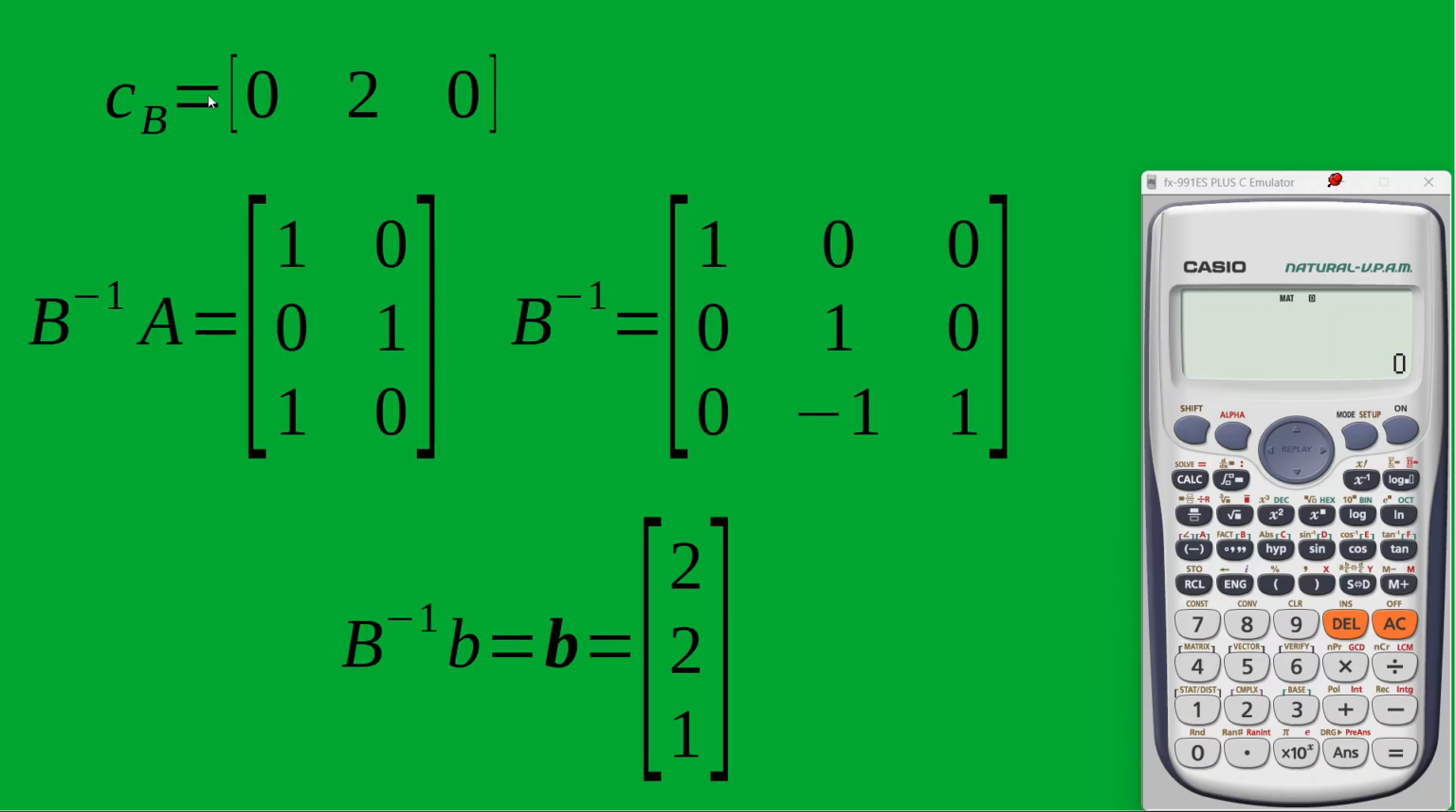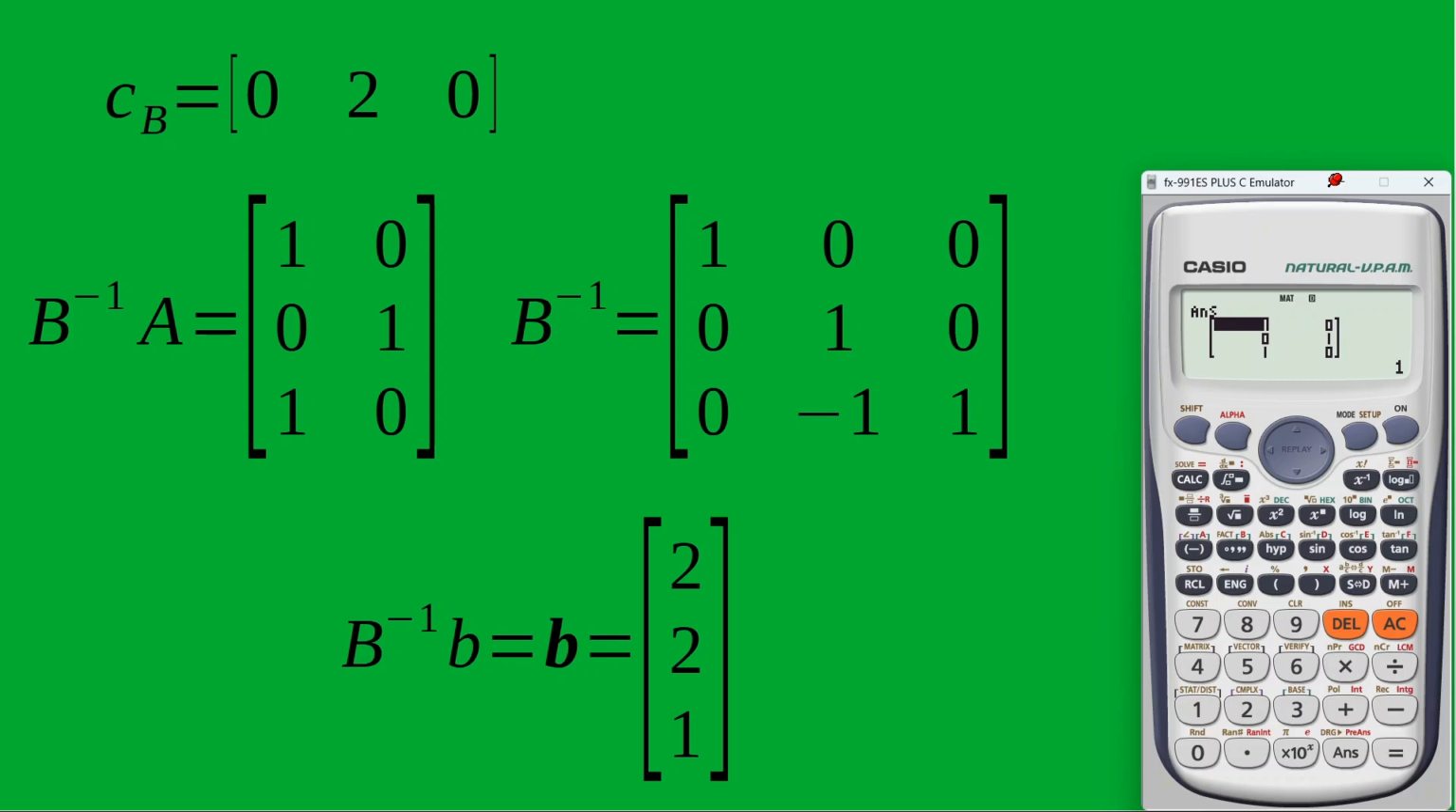Now, what is CB? CB is nothing but the coefficients of the basic variables in the objective function. The basic variables, as you remember, were S3, X2 and S5. Now, the coefficient of that in the objective function is 0, 2 and 0. So now we find out B inverse into A. So for this, press shift, press 4, inverse into shift 4 and 3. There we have B inverse into A.